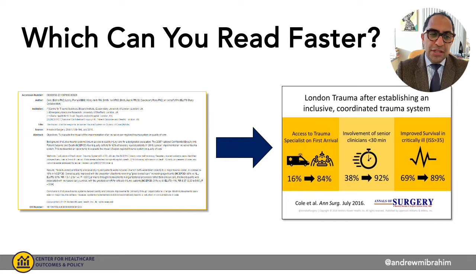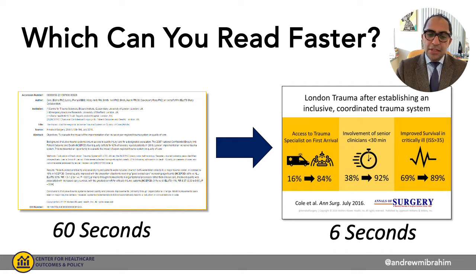So one of the things we did when we were developing the visual abstract is we had people read the text abstract, and then we had them read the visual abstract, and we would time them and see how long it took. On average, people could read the visual abstract about 10 times faster than the text abstract and still come away with some of the key points.